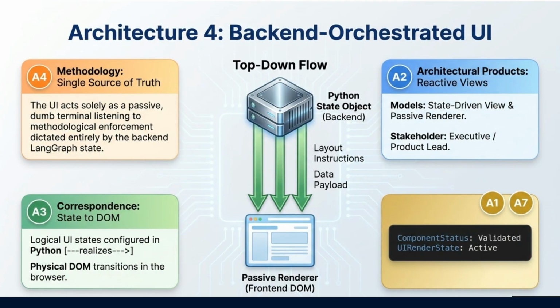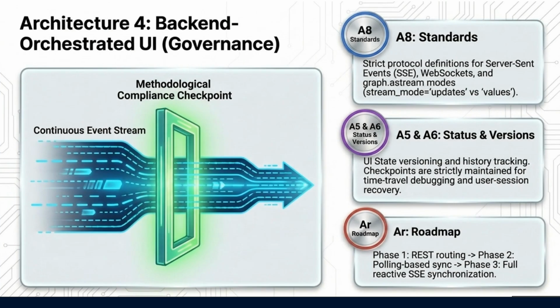Architecture 4 is backend orchestrated UI, where the backend dictates the state and the UI acts as a passive renderer. The methodology ensures a single source of truth, creating reactive views for the executive or product lead. Governance for backend orchestrated UI defines standards using strict protocols like SSE and WebSockets. Status and versions include UI state versioning for time travel debugging and user session recovery.